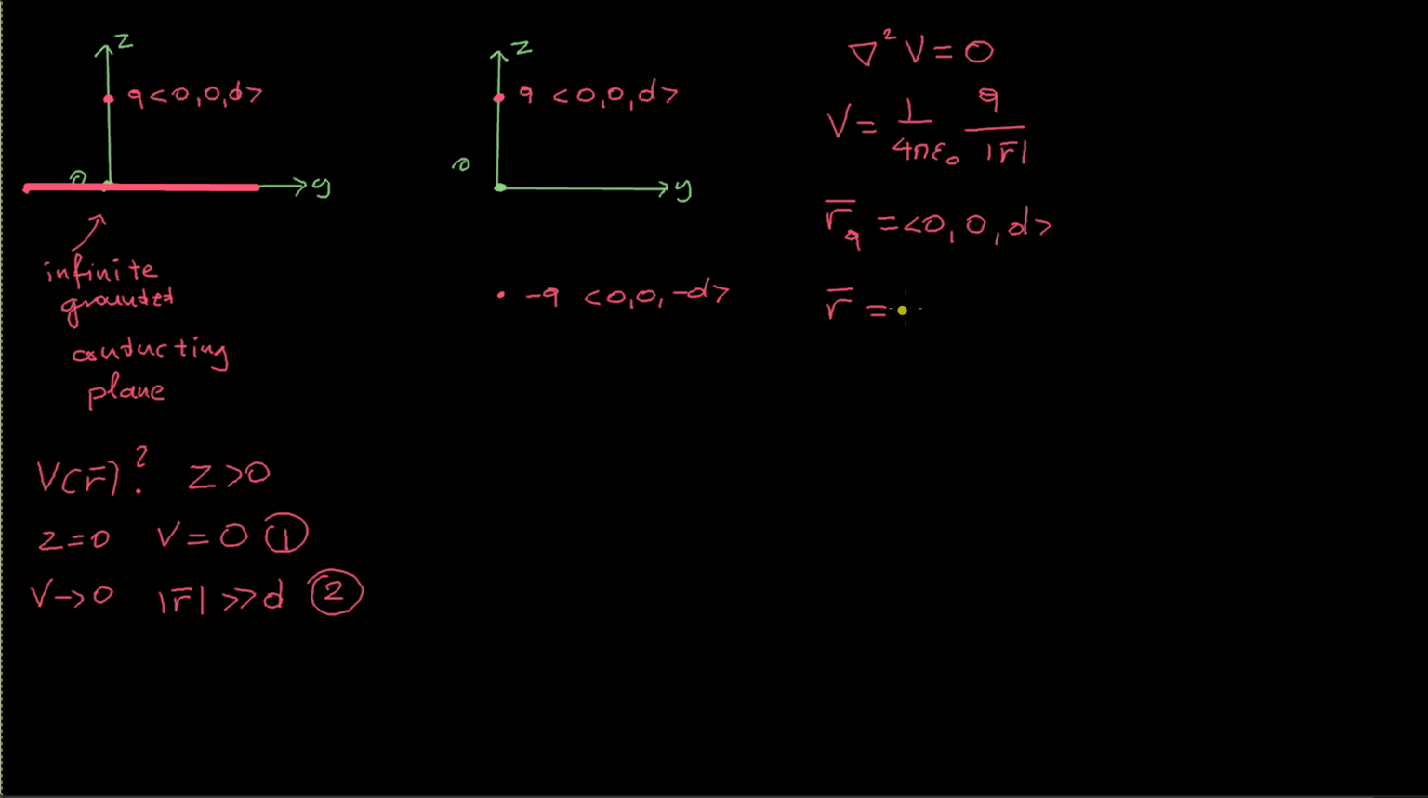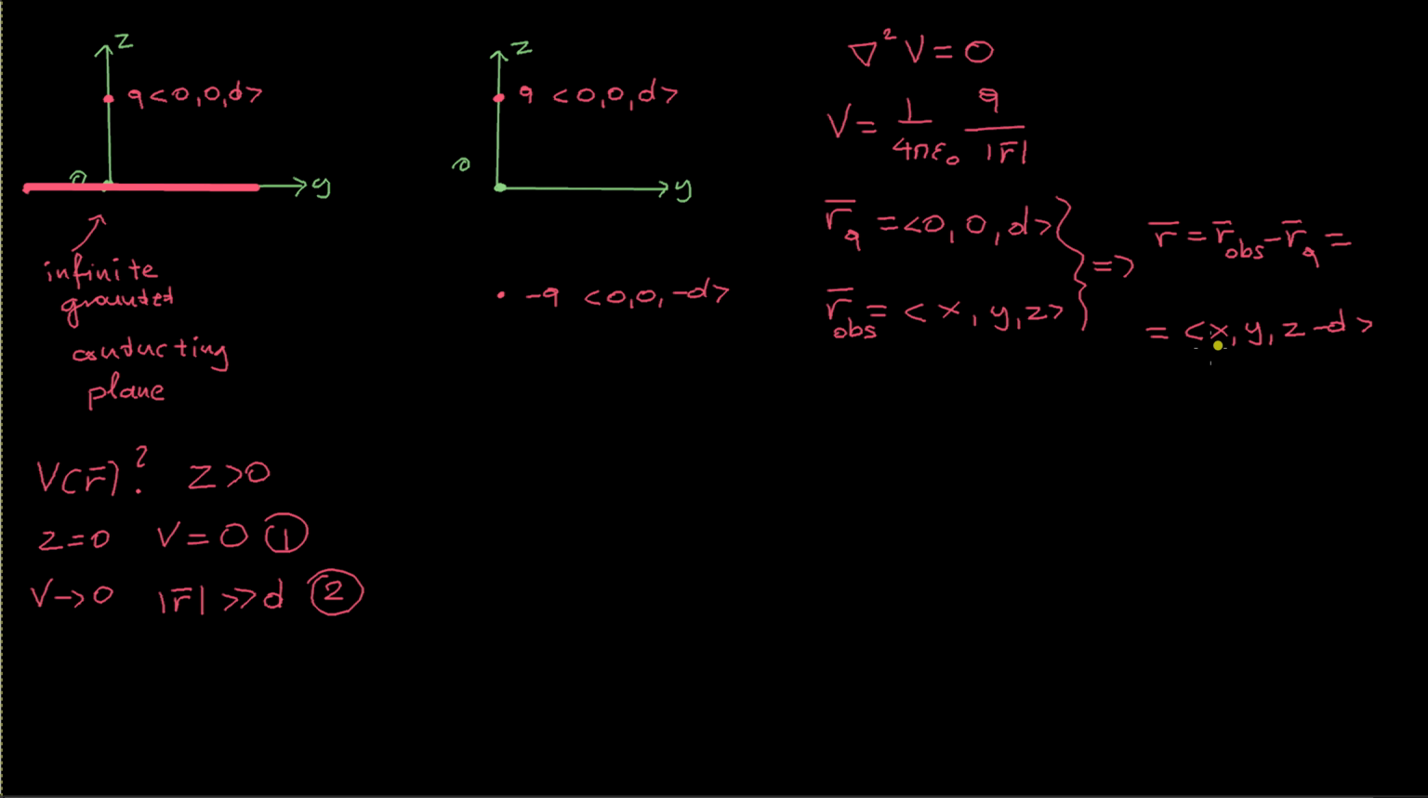The position of the observation location where I want to find the potential is x, y, z. Using these two, the relative position vector is r obs minus r source, which is r_q, and this will be x, comma, y, comma, z minus d.